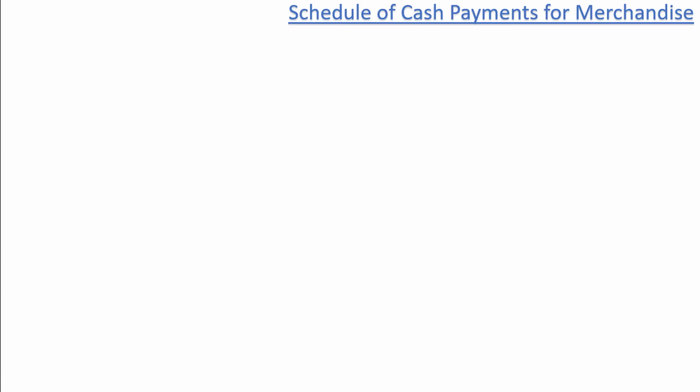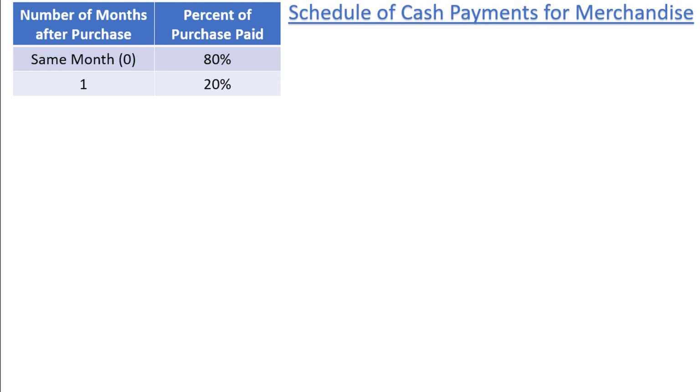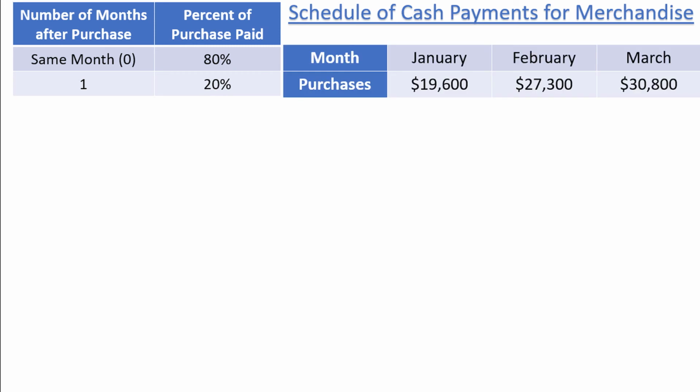Next, we can move on to the schedule of payments for merchandise. Historical data shows that 80% of purchases are paid for in the month of the purchase, and the remaining 20% is paid in the month following the purchase. The merchandise purchases for January, February, and March are showing on the screen now from the merchandise purchases budget.